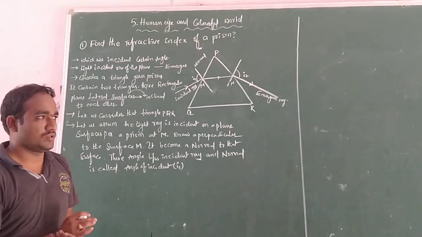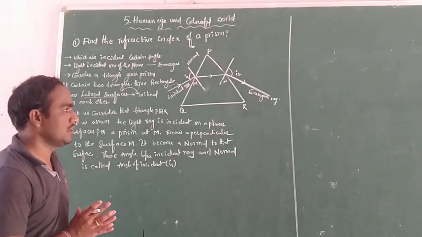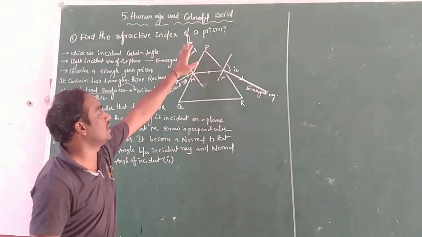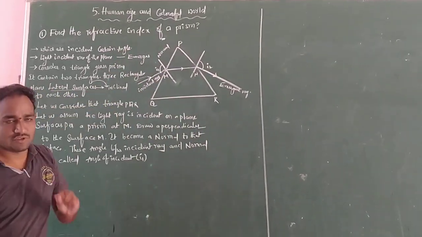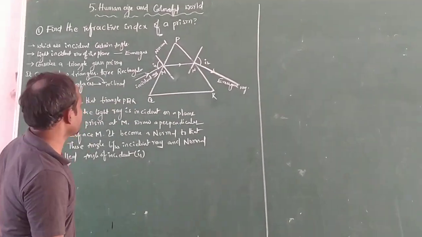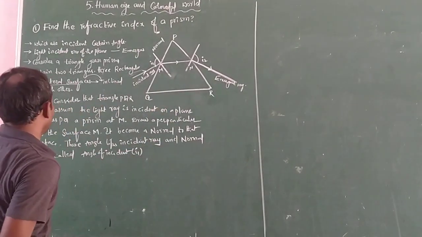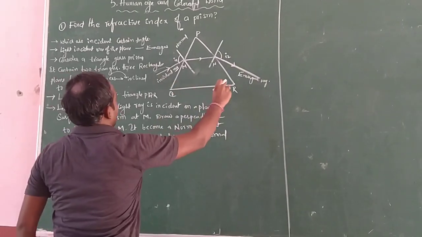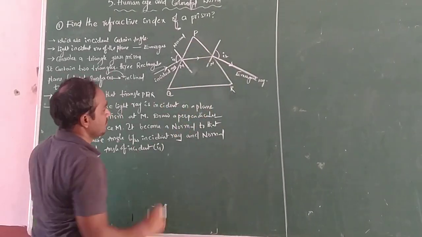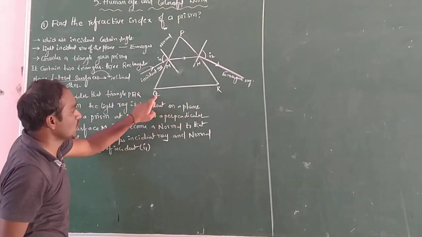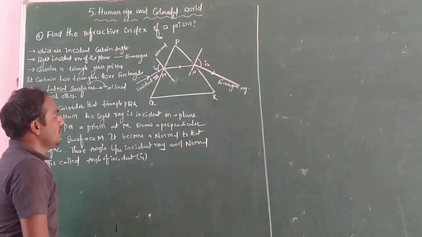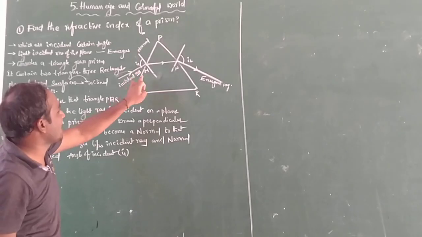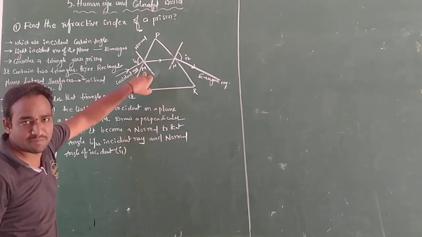So today, first we are understanding the basic diagram. The first one is the triangle glass prism, PQR. And there is an incident ray. The incident ray strikes at a specific point, that is M.